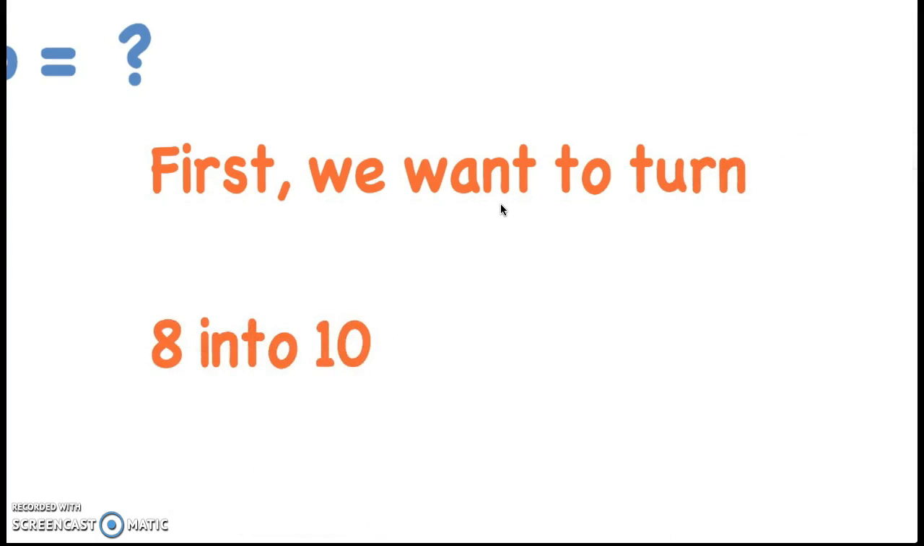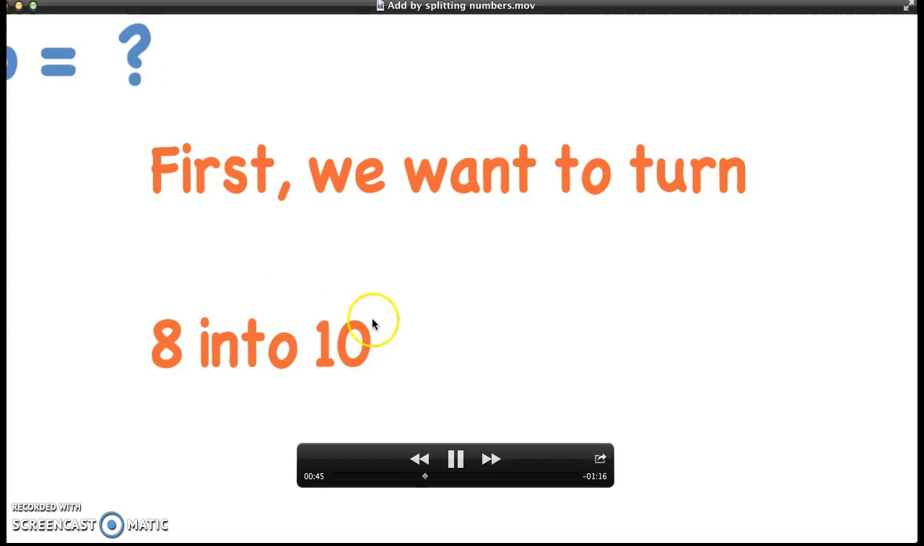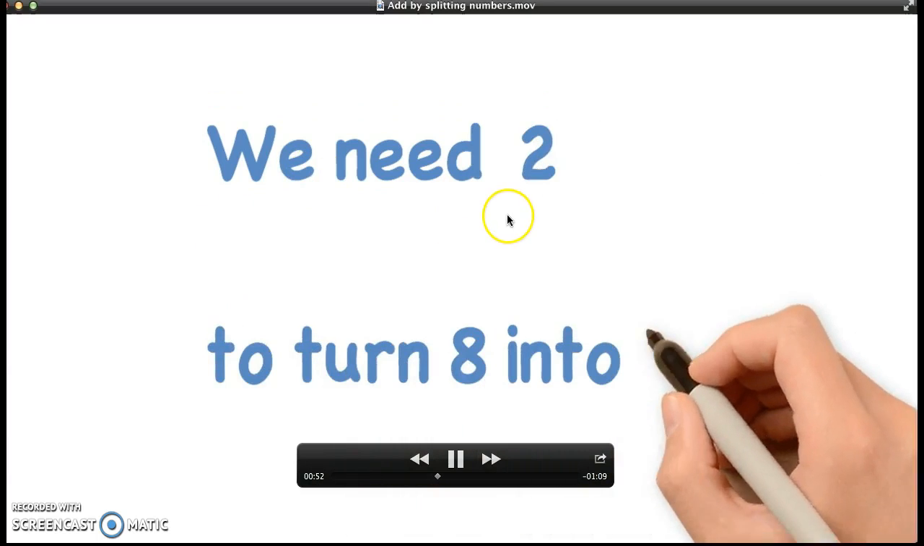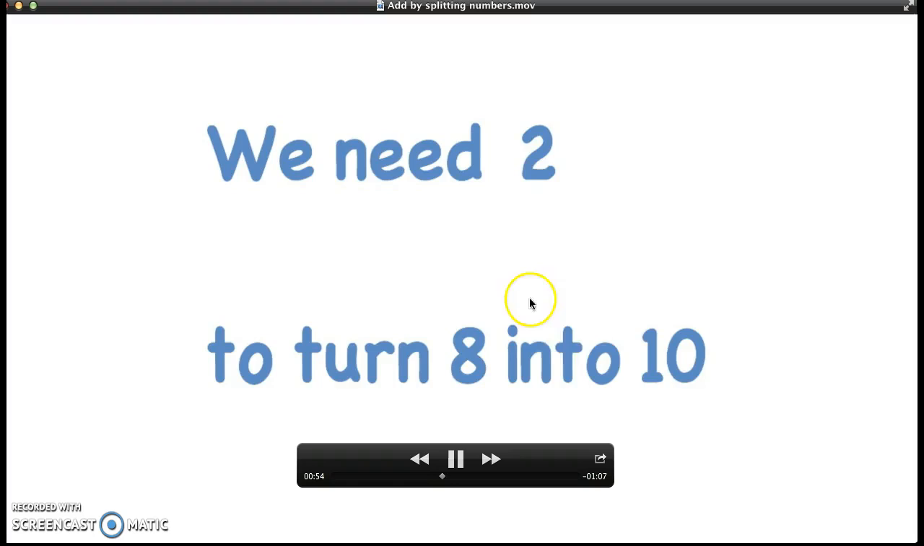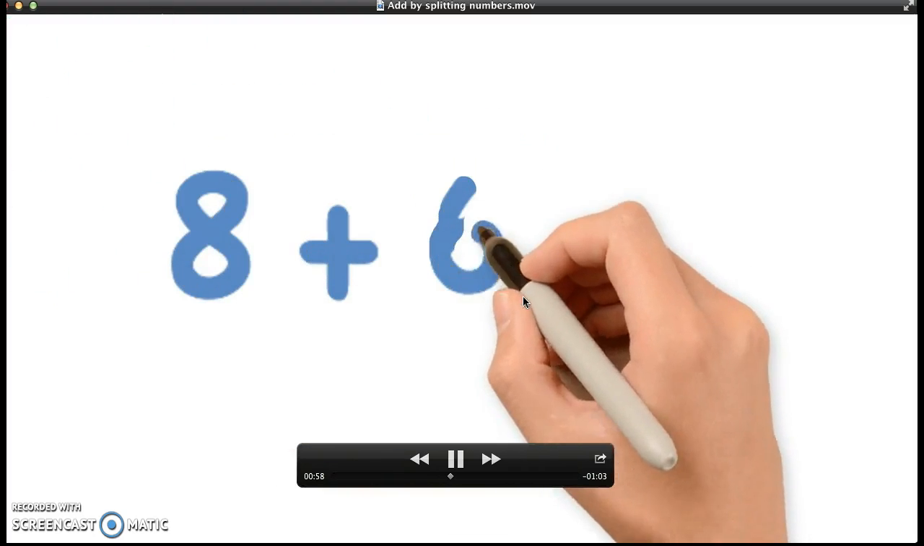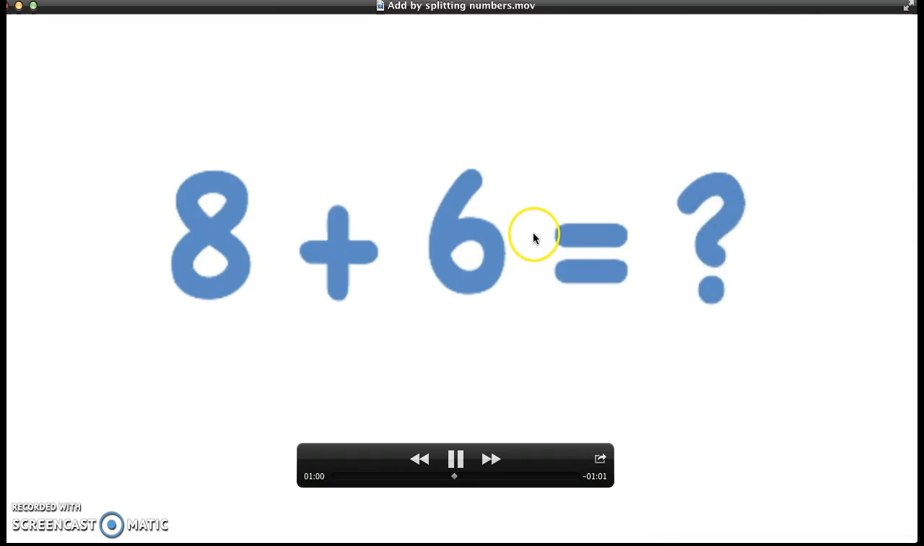And the reason we want to do that is because 10 is a zero-ending number, and zero-ending numbers are much easier to add to. To do that, we need to have the number 2, because 8 plus 2 makes 10. We know that for a fact. Where is that 2 going to come from? Because we had 8 plus 6, right?